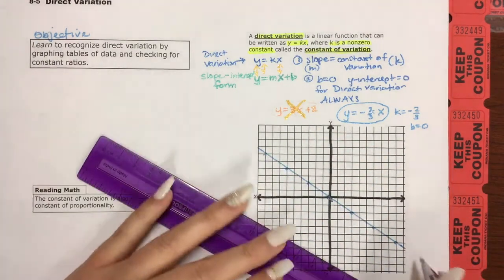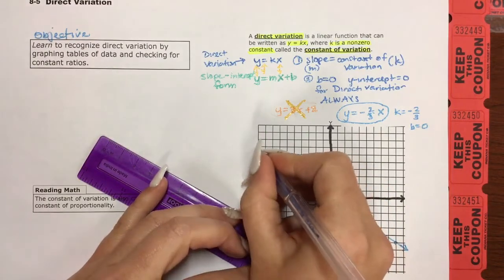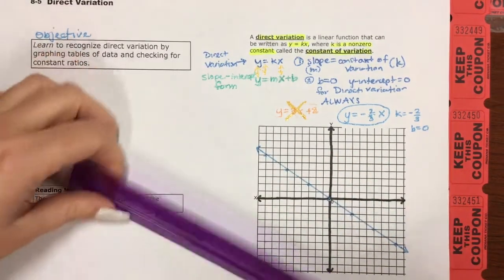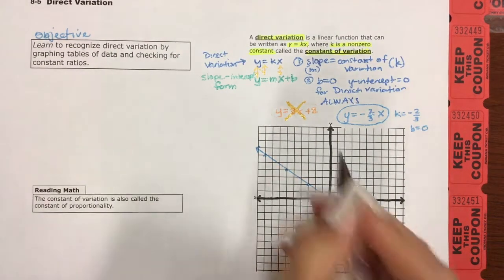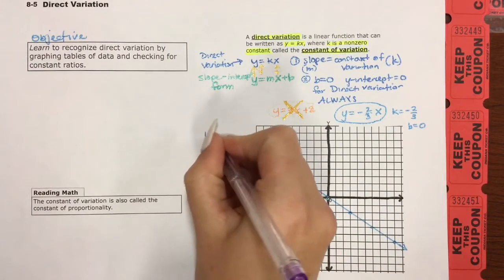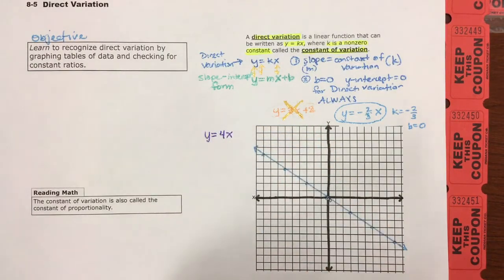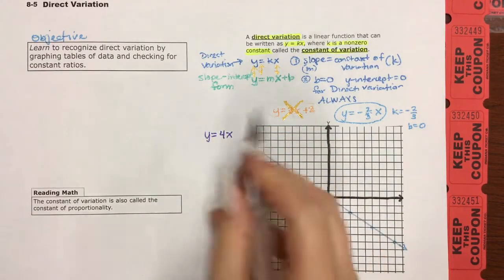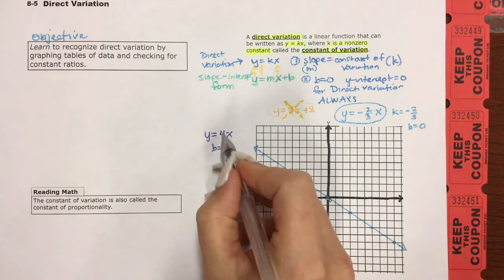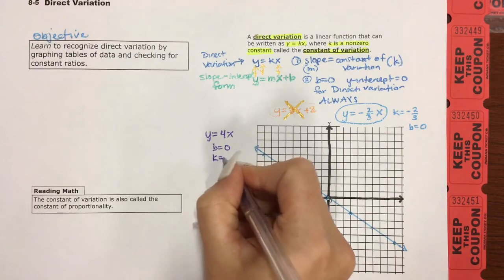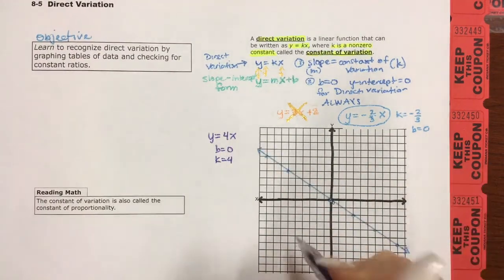That's our lovely direct variation. We could do another equation. Let's try y equals 4x. Is that a direct variation? Well, the y-intercept is 0, so yes, and the slope is this k. K equals 4. It has a constant of variation, which is the same thing as a slope.